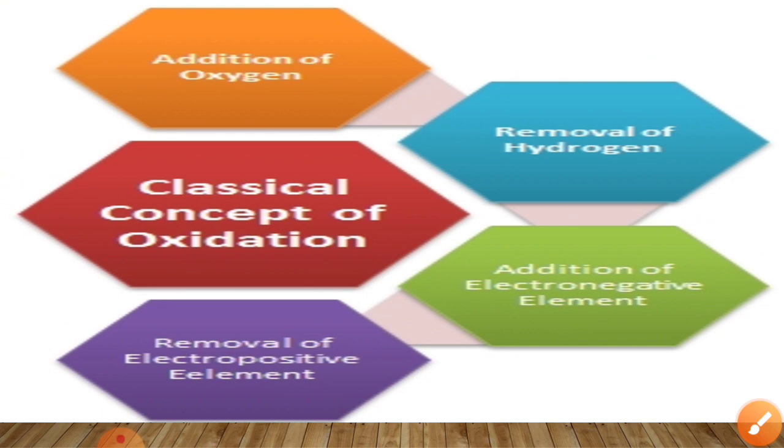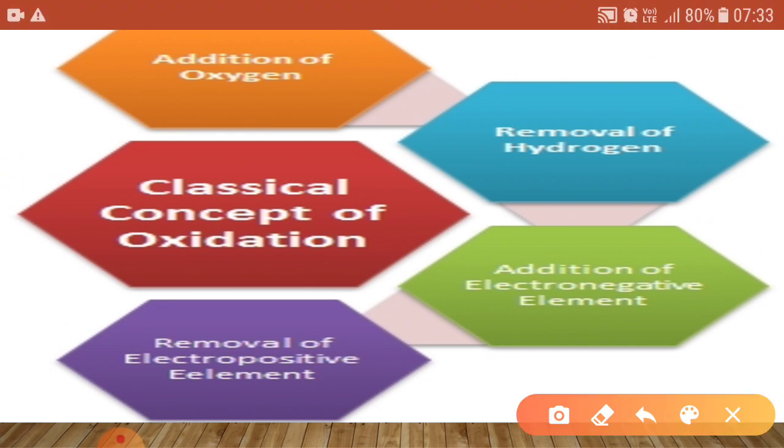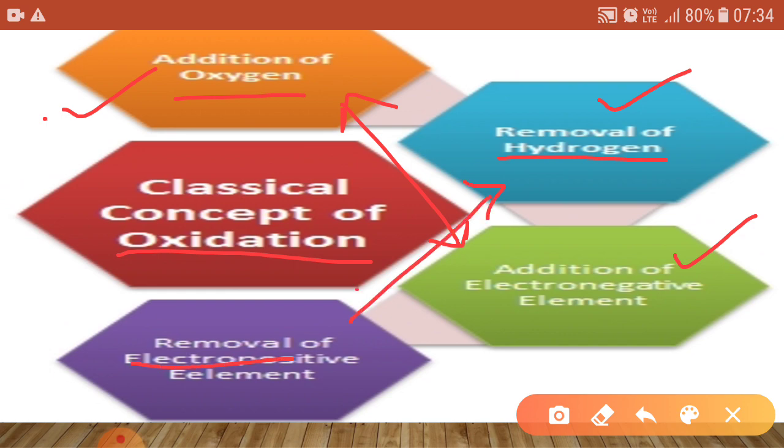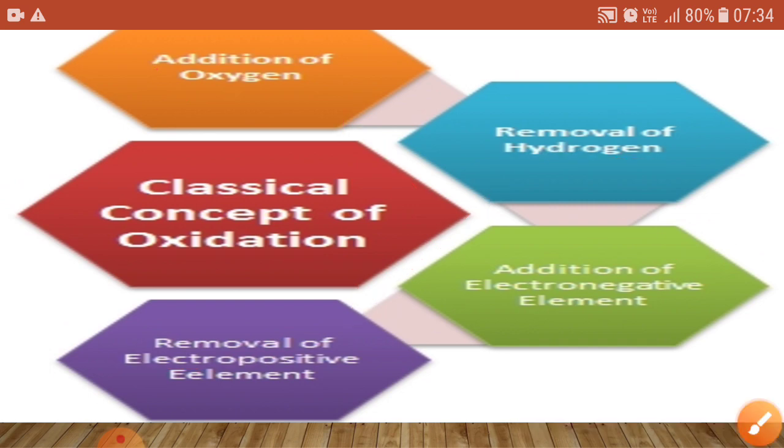Now we can summarize this classical concept in this chart. Basically, in oxidation there is an addition of oxygen, removal of hydrogen, or we can say an addition of an electronegative element, because oxygen is an electronegative element. So we can combine both these terms and say that there is an addition of oxygen or any electronegative element. Similarly, hydrogen is an electropositive element. So we can say there is a removal of hydrogen or any electropositive element. Now this is all about oxidation.